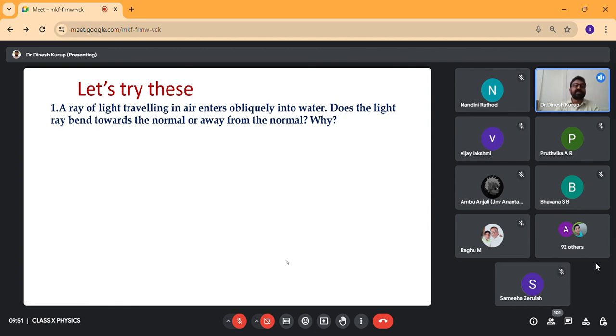Then see this question. A ray of light traveling in air enters obliquely into water. Does the light ray bend towards the normal or away from the normal? Towards the normal, sir.